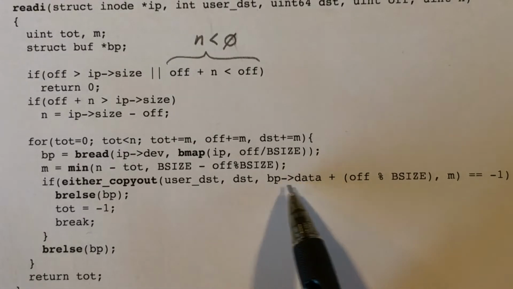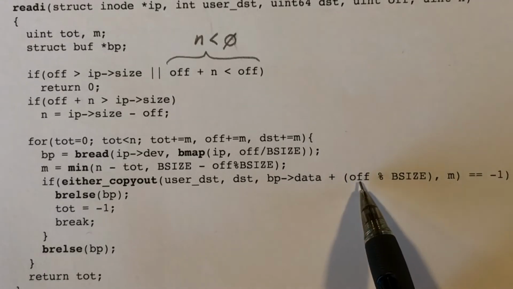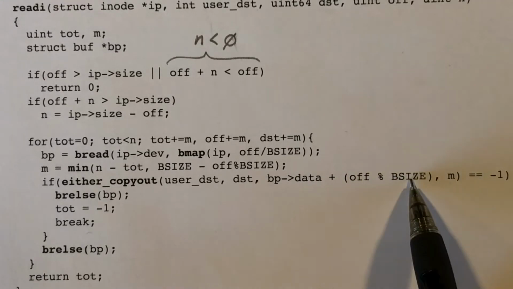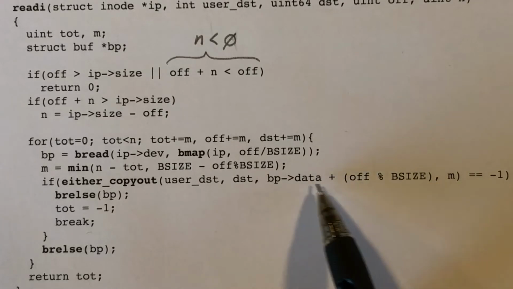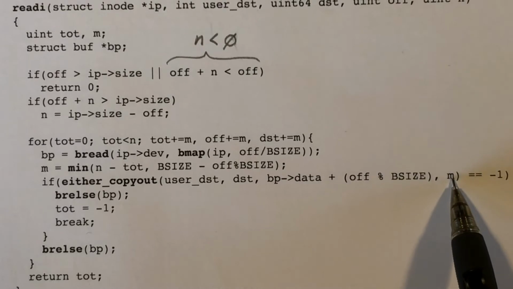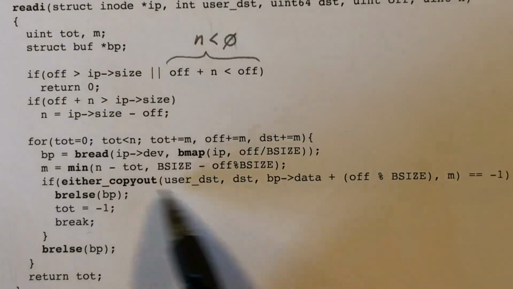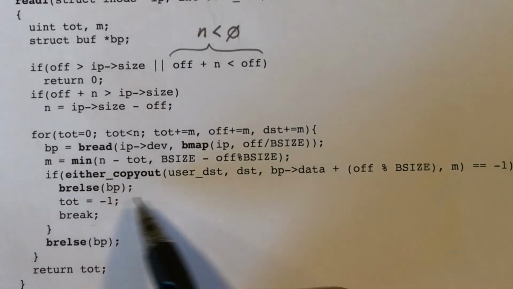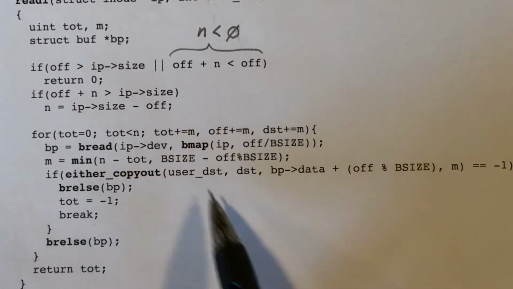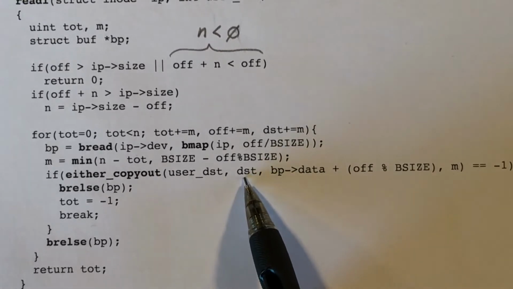And where are we copying them from? Well, here's where the data is in the buffer, and we look at the offset and we figure out where that is. So we offset into the buffer's data, and that's where we begin copying our m bytes, and the destination is where we copy them to. And if anything goes wrong, this function will return a -1, and we immediately abort. That could be if the destination address is not actually in the user's virtual address space. It's not an allocated page, for example, that could cause a problem.